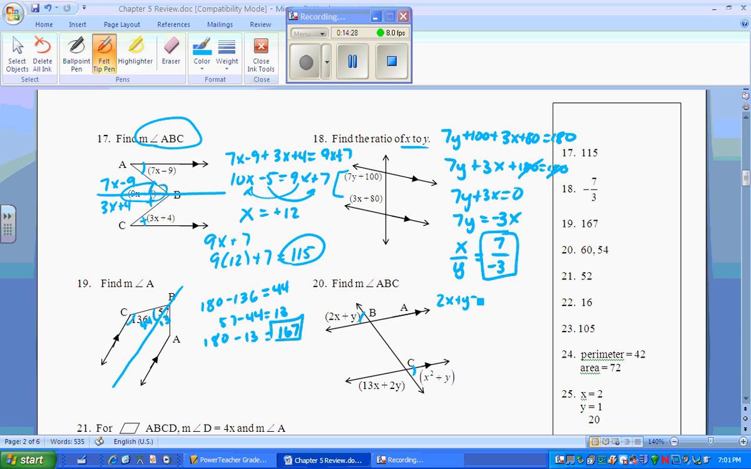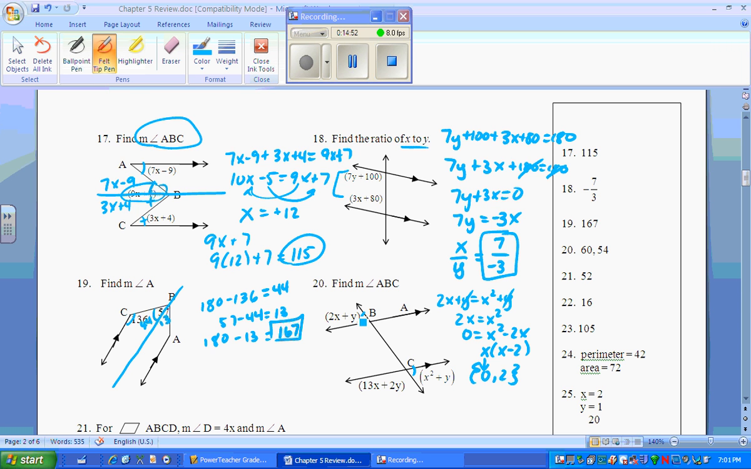If I set 2x plus y equal to x squared plus y, if I minus the y over, they cancel out. So we get 2x is equal to x squared. We know we have to factor this. So we'll minus the 2x over. How do you factor this? X is pulled out. X minus 2. So the two x answers are 0 and 2.